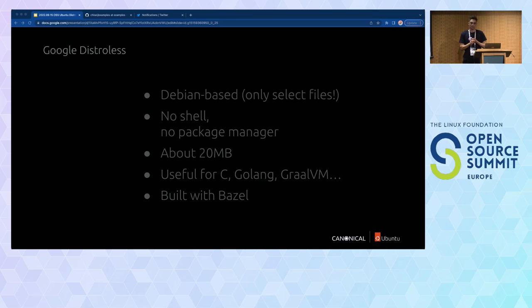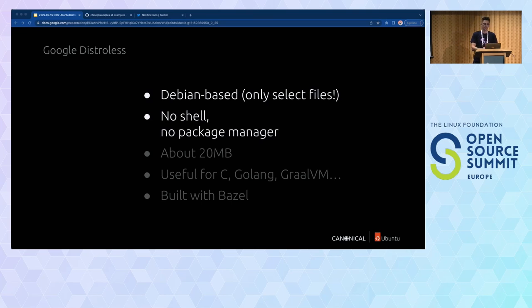In a few words, I would say that the Google distroless images are Debian-based. If I had to summarize them, they only select files from the distribution, but they are based on Debian packages. They don't have a shell, they don't have a package manager, which is great to avoid whole classes of attacks, and you probably don't need them once your application is containerized. It reduced the size of the base image they published to about 20 megabytes, to an image that was useful to run C compiled applications, C++, Golang, and GraalVM, because it comes with its own runtime, but with very restricted use cases in that sense. And it was built using Bazel, a not-so-user-friendly scripting language that is used at Google. I don't know if there's anyone from Google, but I didn't find anyone that was super happy about Bazel.